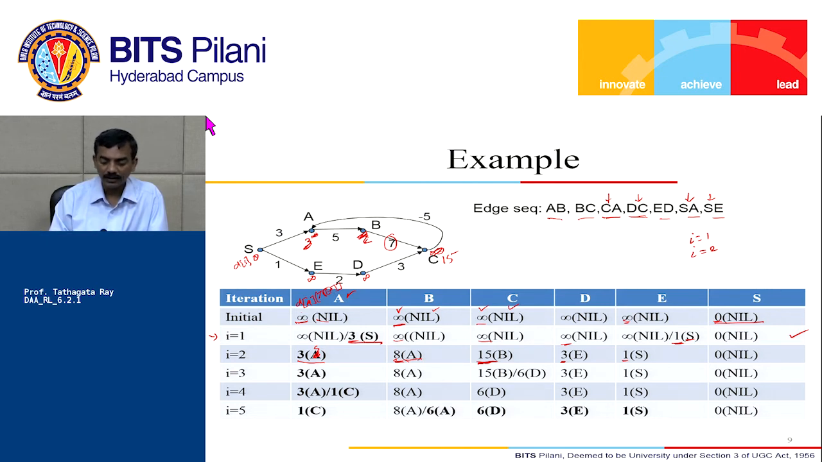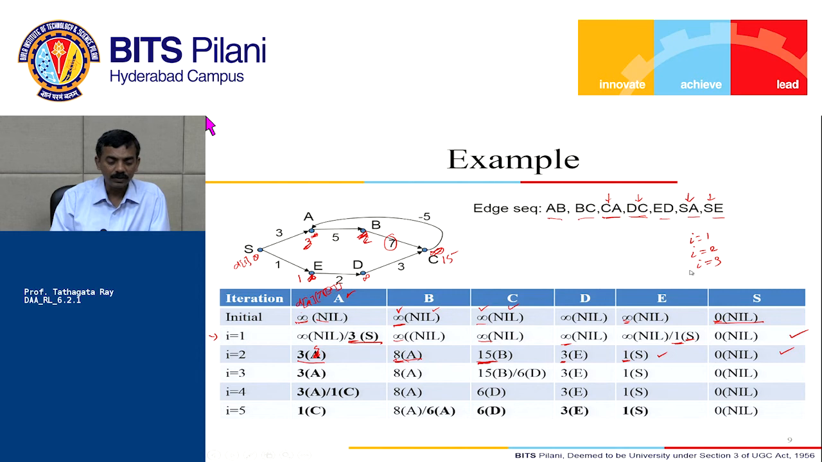Fine. In SE, what happens? What is the weight of S? D of S is 0. 0 plus 1 is the same as whatever is the current value of E, which is 1 here, already 1. So it also doesn't need to be updated. Okay, so it remains at this. Fine. And then at this juncture, we are done with this iteration. I becomes 3.